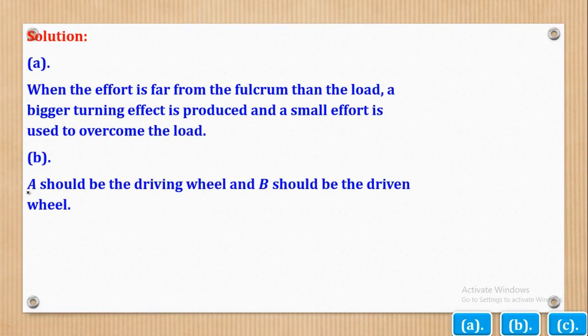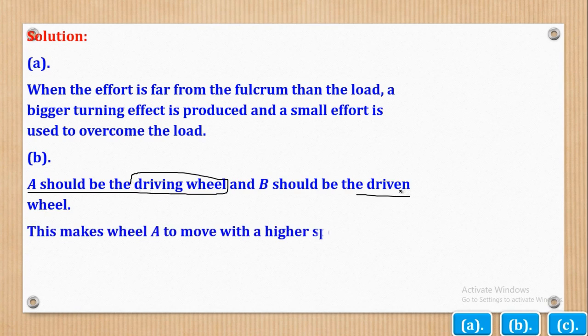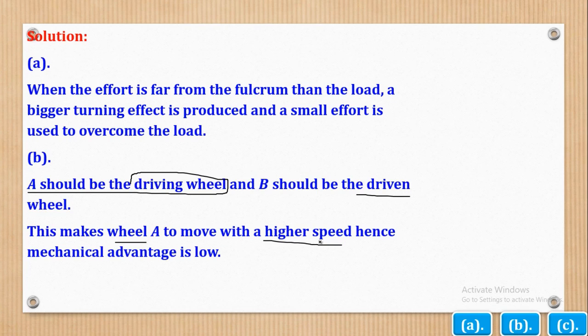So A should be the driving wheel and B should be the driven wheel. And this makes the wheel A to move with a higher speed, hence mechanical energy is low. So for you to make mechanical energy to be low, A should be the driving wheel and B should be the driven wheel. So that was part B. Now we shall go to part C.